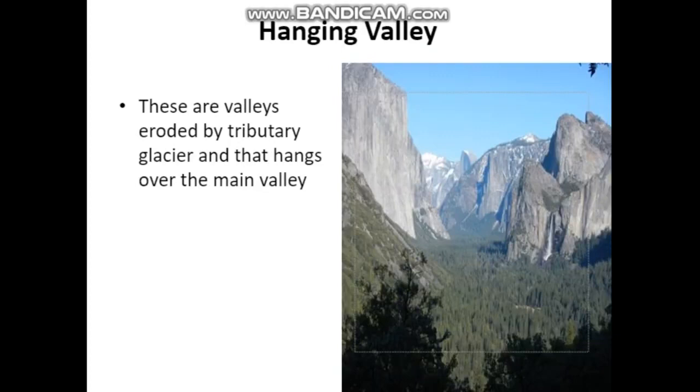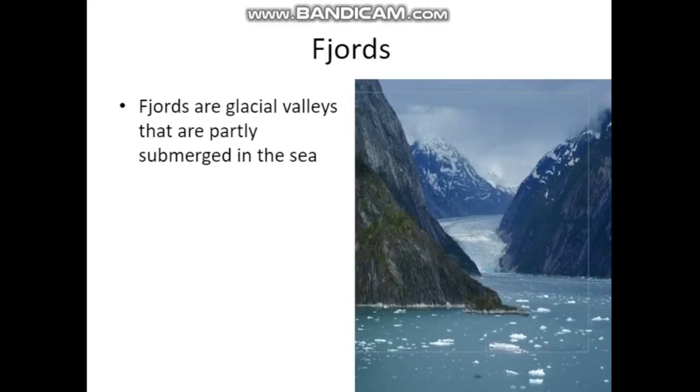Next one is the fjord. Fjords means what? Fjords are glacial valleys that are partly submerged in the sea. Partly. What is the meaning for partly? Half. Okay. Fjords are glacial valleys that are partly submerged. Submerged means what? It is going inside in the sea. So from this picture, you can easily understand how these valleys are seen. So fjords are glacial valleys that are partly submerged in the sea.